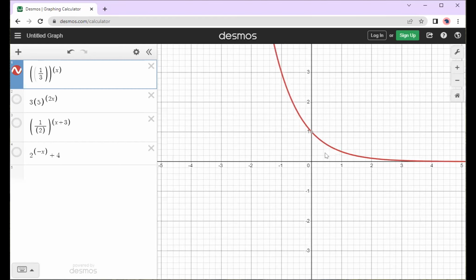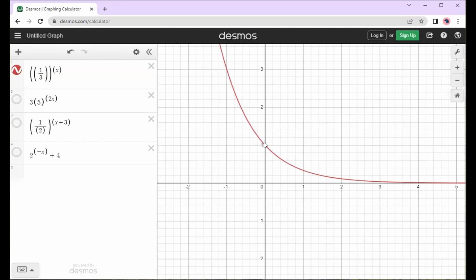Some important points to notice. We still cross the y-axis at (0, 1). And when x is 1, we are at 1/3. So those are 2 points you want to know. What happens when x is 0? When x is 0, our function is just going to be equal to 1. And when x is 1, our function is going to be equal to the base.